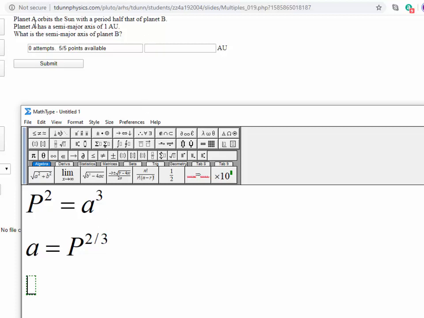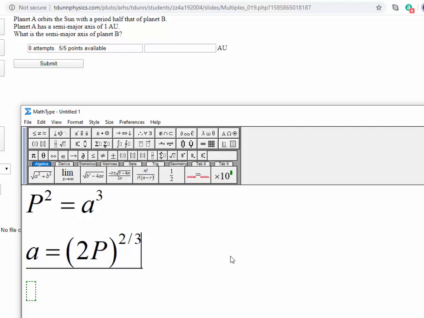And this time, let's see, planet A orbits the Sun with the period half that of planet B. So therefore planet B is going to have a period of double planet A. So we'll put a 2 in front of the period, wrap some parentheses around that to show that the 2/3 also goes with the 2. And 2 to the 2/3 multiplied by A, well, our A here for planet A is 1 AU. So 2 to the 2/3 is going to be the answer.